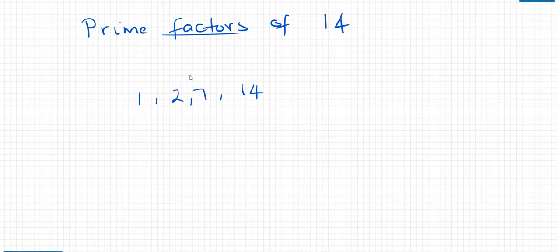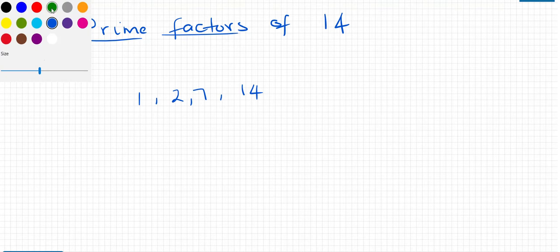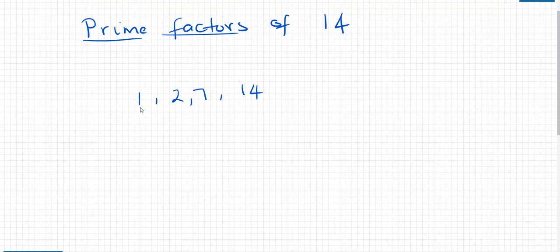Now, out of these factors, which ones are prime factors? Which ones are prime numbers? Starting from 1, is 1 a prime number? No. Is 2 a prime number? Yes, 2 is a prime number. Is 7 a prime number? Yes. It only has factors of 1 and 7. 14 we know is not a prime number because I've just found other factors. It's got 4 factors, not just 2.